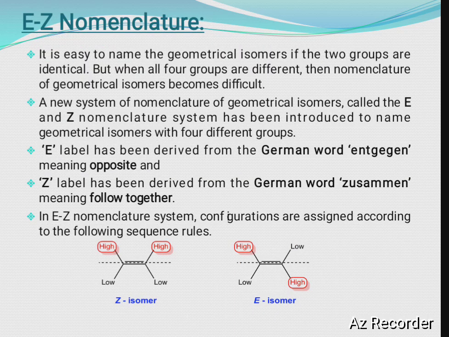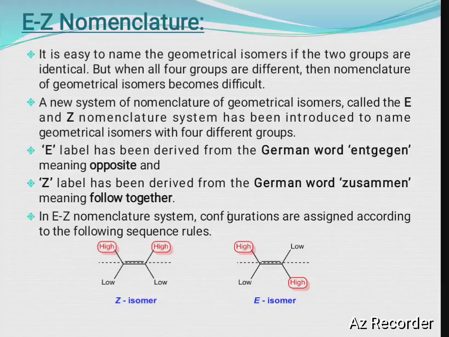Next, coming to the EZ nomenclature. What is this EZ nomenclature? It is easy to name the geometrical isomers if the two groups are identical. But when all the four groups are different, then the nomenclature of geometrical isomers becomes difficult. Hence, a new system of nomenclature called the EZ nomenclature system has been introduced to name the geometrical isomers with four different groups.